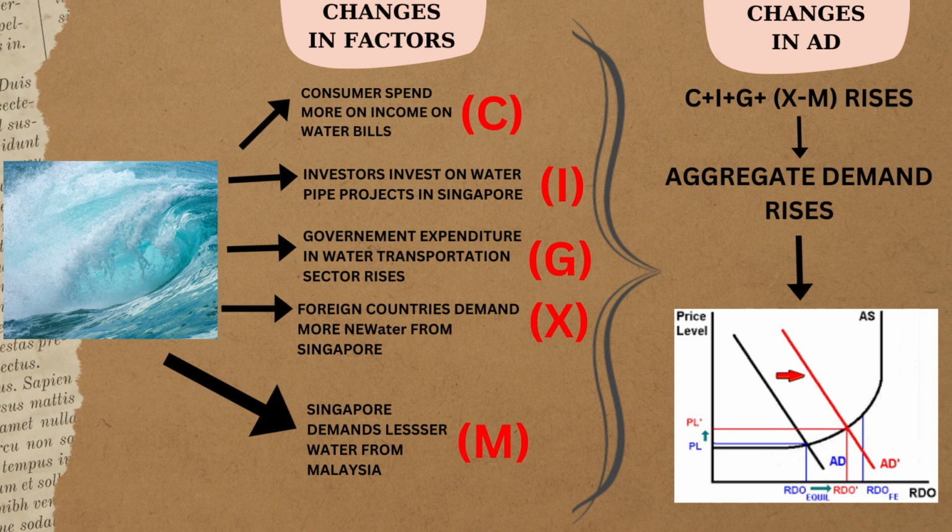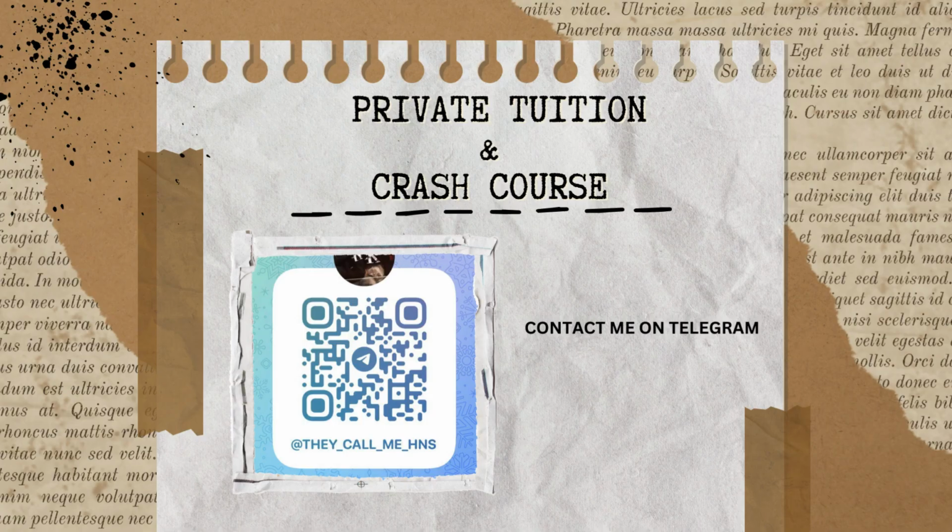So I told you how this C increase, I increase, G increase, and X minus M increase causes aggregate demand to increase, right? So diagrammatically, this is how the AD increases from aggregate demand to aggregate demand 1, as shown in the diagram below. All you need to know is AD increases from AD to AD1. And the part about AS and price level, I'll be going through with you guys in the subsequent videos. For now, you just have to understand how aggregate demand works and what the components of aggregate demand are. And I hope you guys understand it quite well.